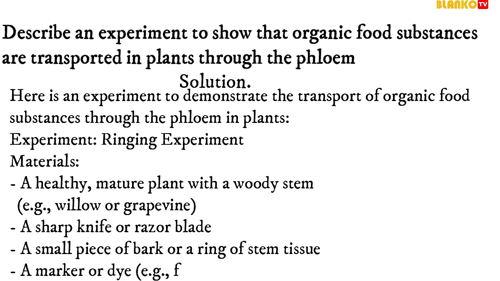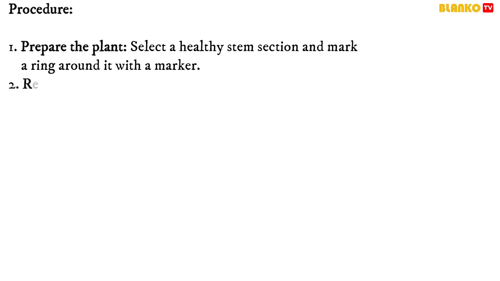A small piece of bark or a ring of stem tissue. A marker or dye. Example. Fluorescein. Procedure. 1. Prepare the plant. Select a healthy stem section and mark a ring around it with a marker. 2. Remove a ring of bark.